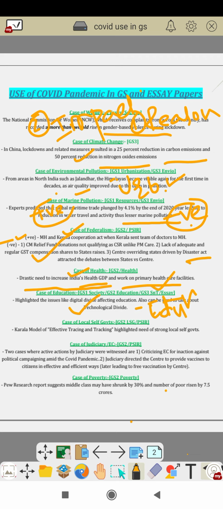Next comes the local self-government. So the Kerala model of local self-government was very much in news. You can use it as a good example of Panchayati Raj.